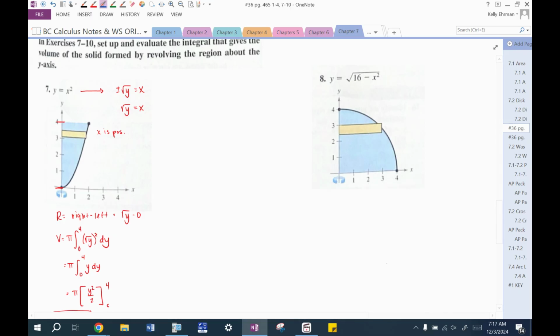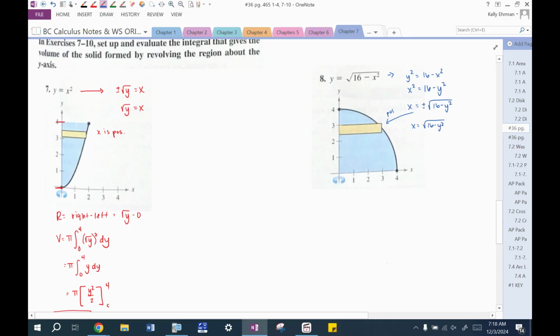Number 8. So again, here's another one of these. This is not an area question, it's a volume question. So I need to solve this equation for x, first of all. So y squared will equal 16 minus x squared. I want to solve for x, so I'm going to add x squared over here and subtract y squared to the right side. And then square root, and yes, technically you get this plus or minus thing happening. But again, x is positive. So x is really just the square root of 16 minus y squared.